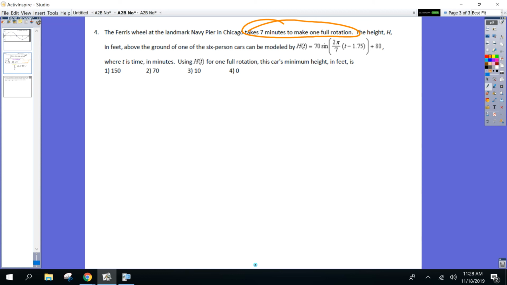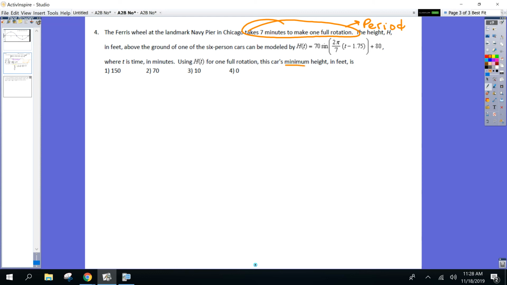Okay, that is the period. Not that it's going to matter here, but starting tomorrow, when we do some word problems, that 7 minutes is the period. One full rotation. So they give me the sine curve equation, a lot going on there. It looks pretty intimidating, but we now know what each piece means.